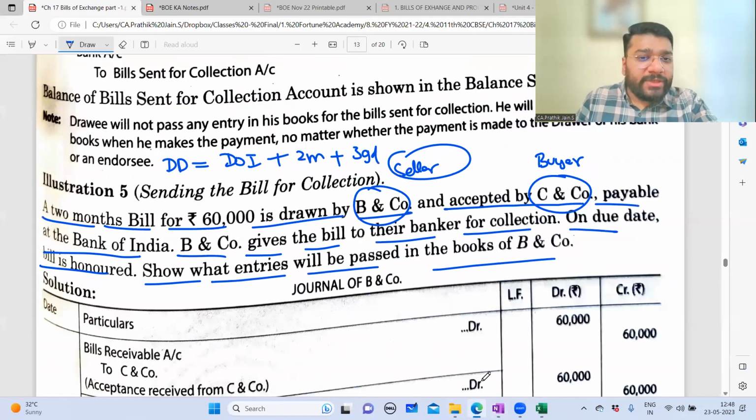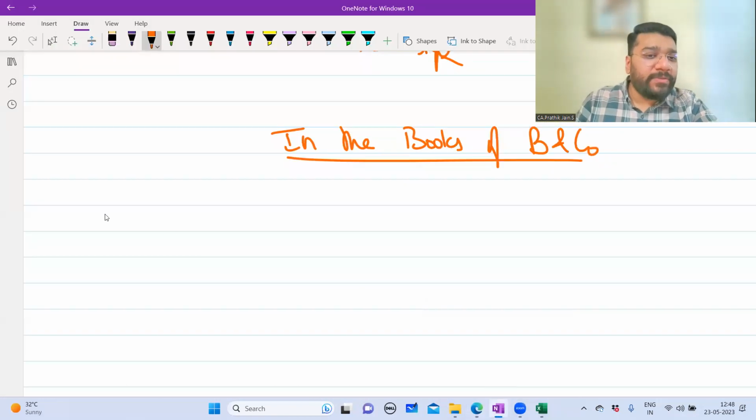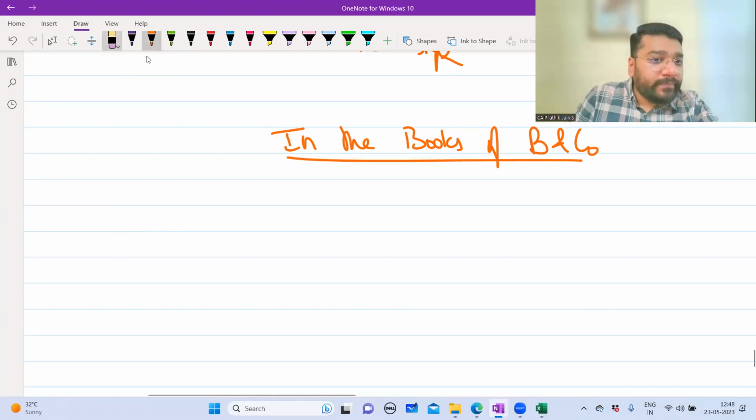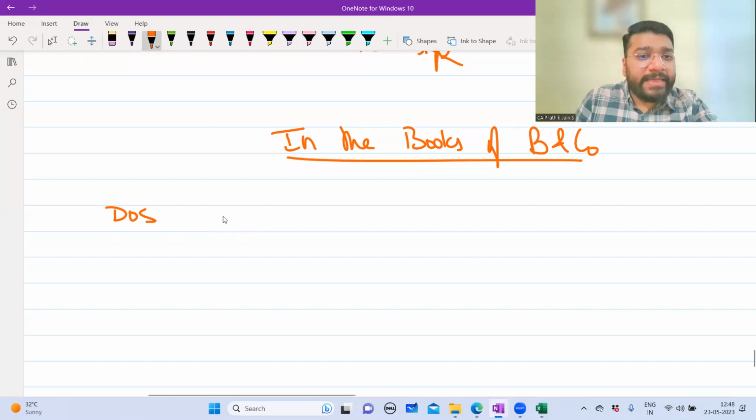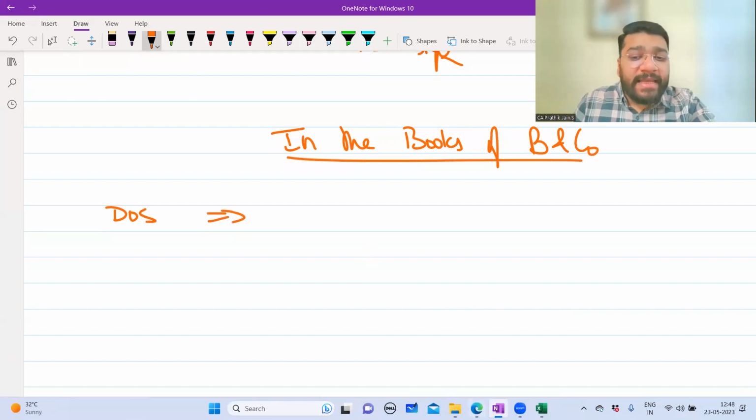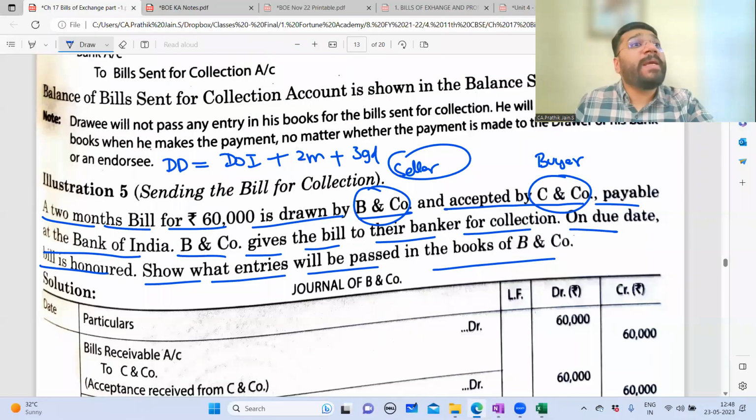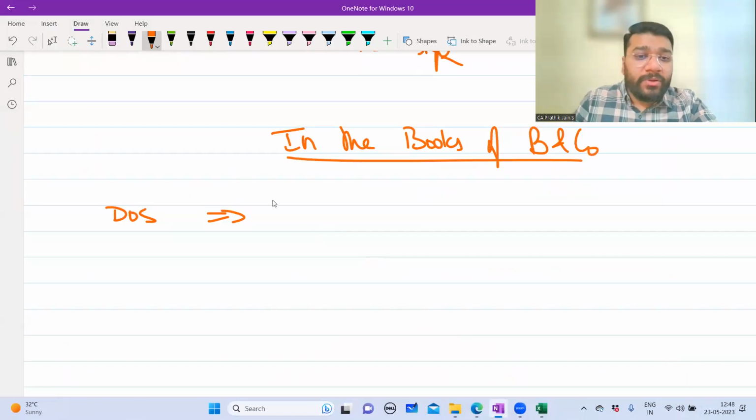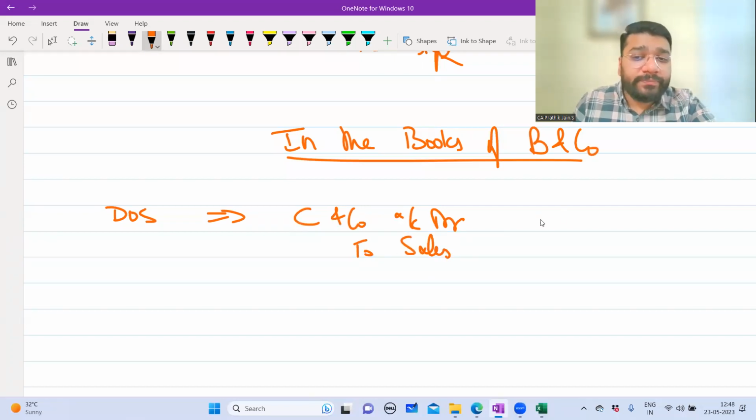So, guys, here there is no information about sales. Directly they're telling that the bill is drawn. Just for knowledge purposes, I'm doing a sale entry. So, on the date of sale, what would be the entry? This is only for knowledge purposes. In the exam, no need to do it. We are selling the goods to whom? C and Co. So C and Co is my customer, my debtor. So, C and Co account debit to sales. What is the sale value? 60,000.